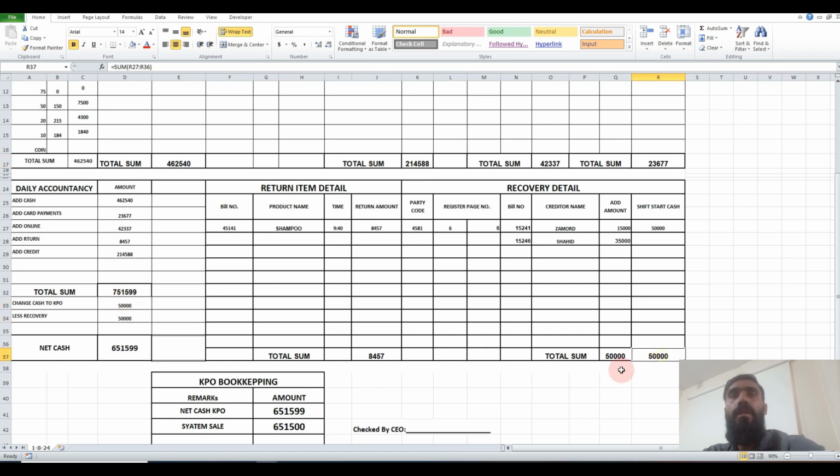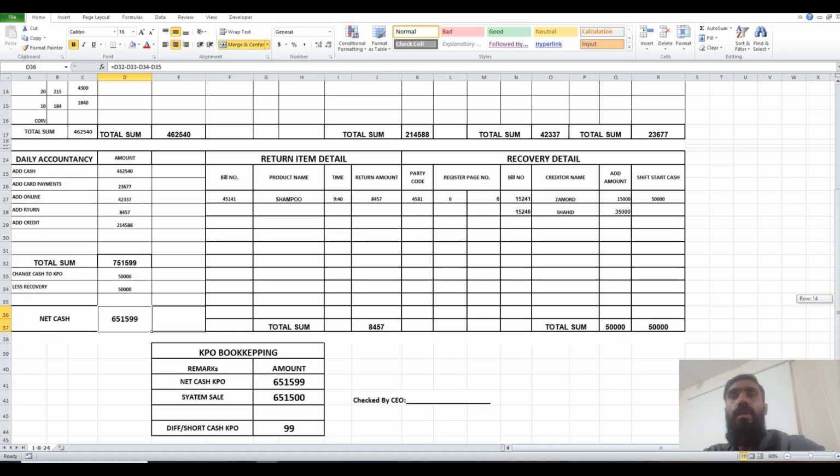Recovery and change cash both are not part of today's sales. That's why I less from the today sales.